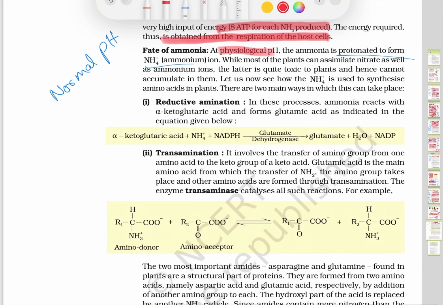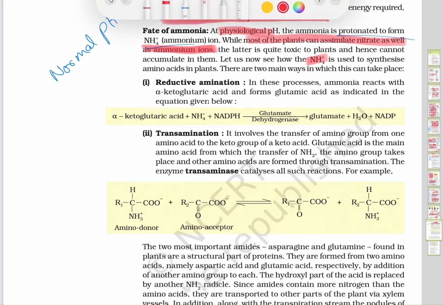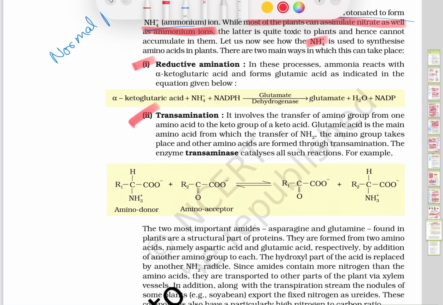There are two main ways in which this can happen: reductive amination and transamination. In reductive amination, ammonia reacts with alpha-ketoglutaric acid and forms glutamic acid, as indicated in the equation. This occurs in the presence of NADPH, and the enzyme glutamate dehydrogenase is required. It leads to the formation of glutamic acid along with NADP. NADP is oxidized here, and the keto acid is reduced.